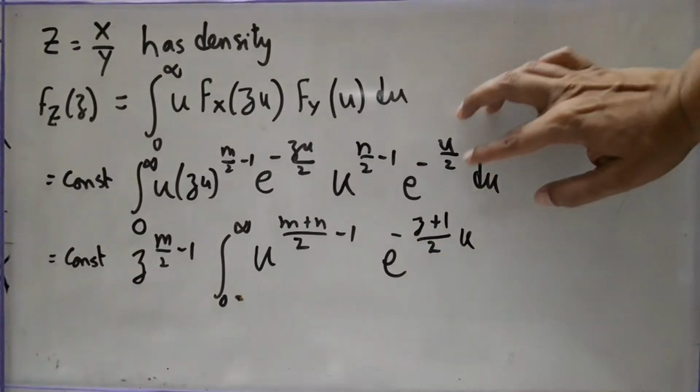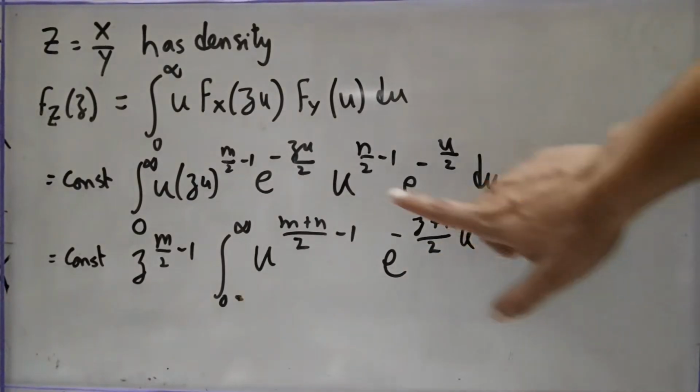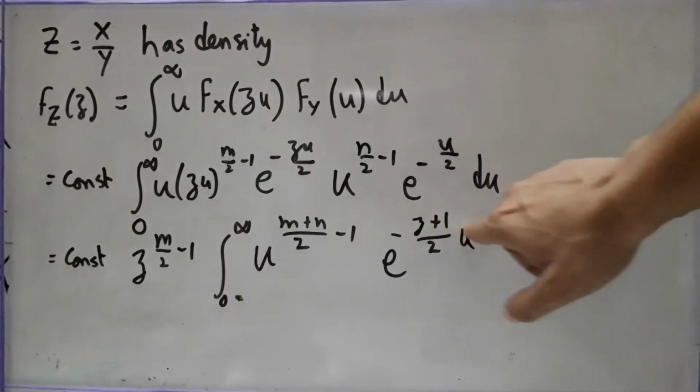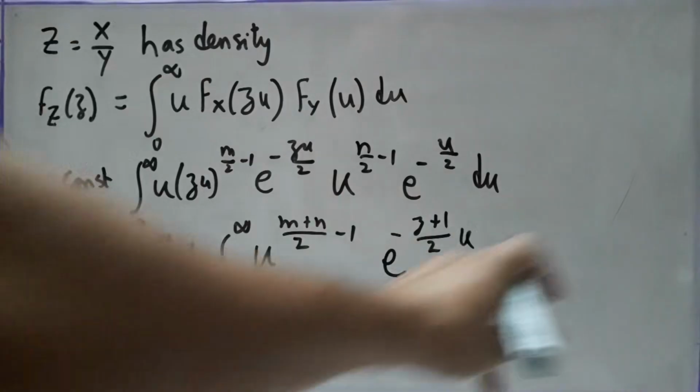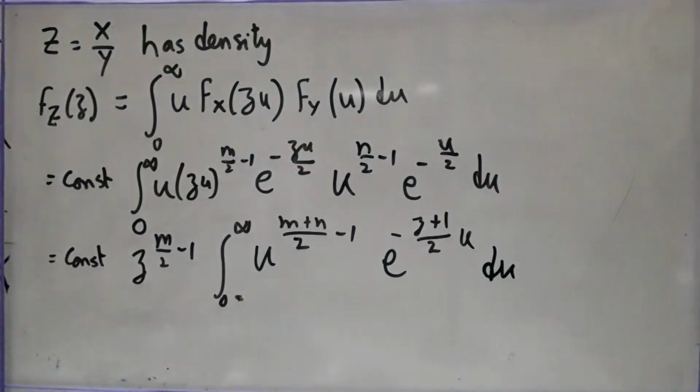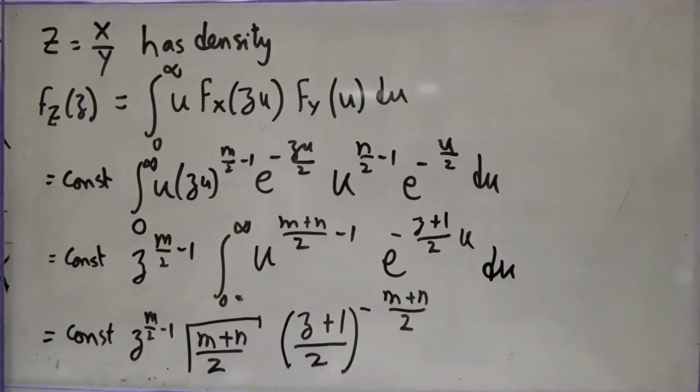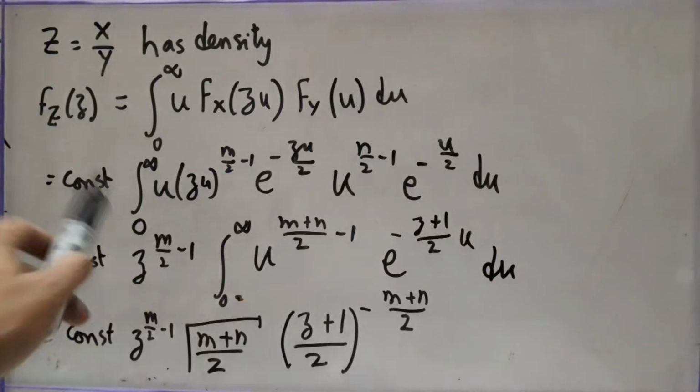Then e to the power, you always have minus u by 2, and here it is z and here it is 1, so z plus 1, u by 2, and finally a du. And we quickly recognize this form again of the gamma integral form. So this will be the constant and this part as before.